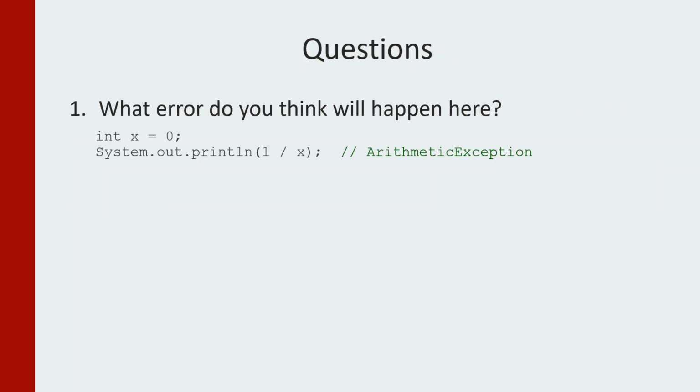And I just have one question to leave you with to think about. What error do you think will happen here? And I've written int x is equal to 0, system.out.println 1 divided by x. And I even said that it's an arithmetic exception, but I just haven't told you what that exception is. So take some time to think about that, figure out the answer.